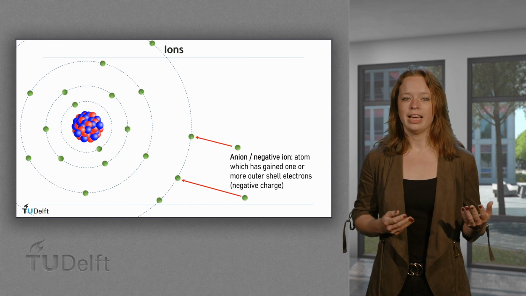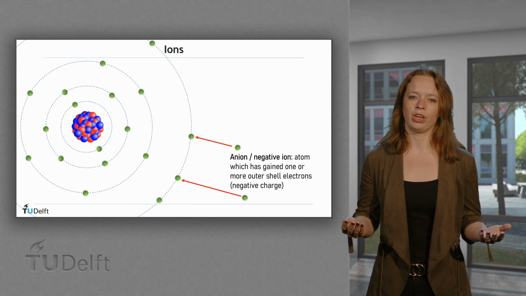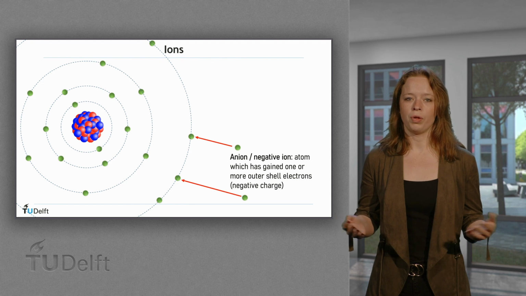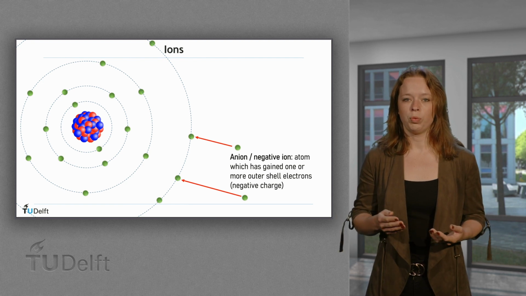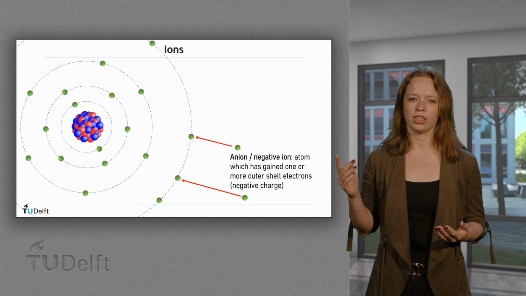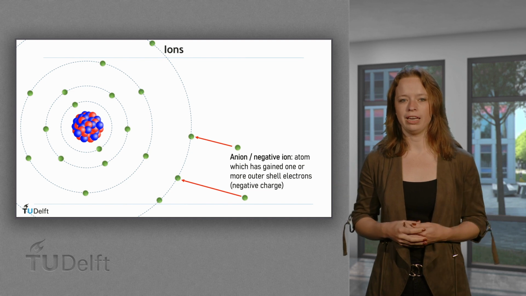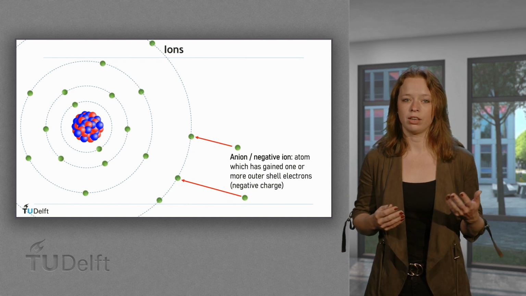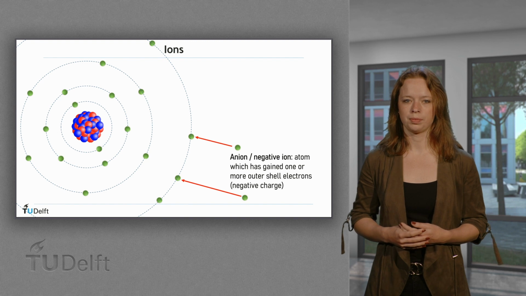On the other hand, if the atom gains one or more outer shell electrons, it becomes overall negatively charged. An atom with an overall negative charge is called an anion. By the way, this outer shell from which the electrons are gained or lost is also called the valence shell, and the electrons in it are called valence electrons.